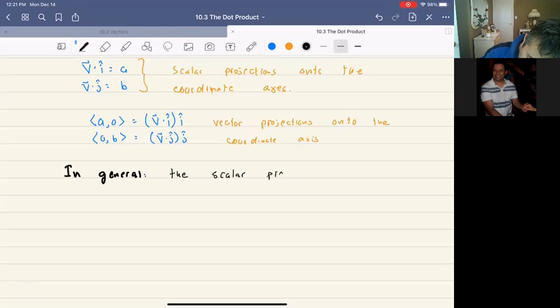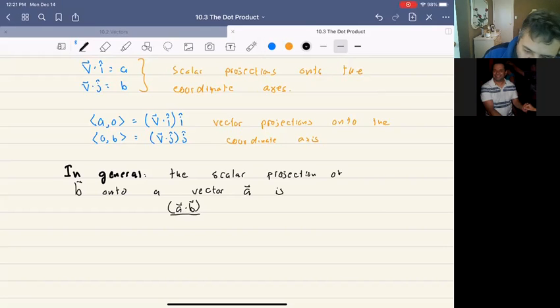The scalar projection of B onto a vector A is A dotted with B divided by the magnitude of A. And we write it as the component of B in the direction of A.